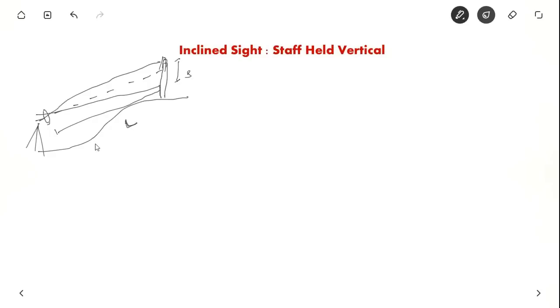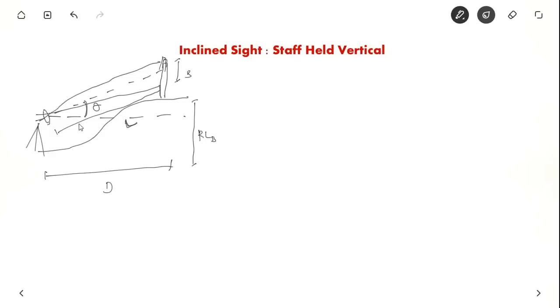This inclined distance I am denoting as L, and the angle it makes with the horizontal, line of sight with the horizontal, I am denoting as theta. The distance which we want to know is distance D, and this is the reduced level of B. So these two factors we have to find out.